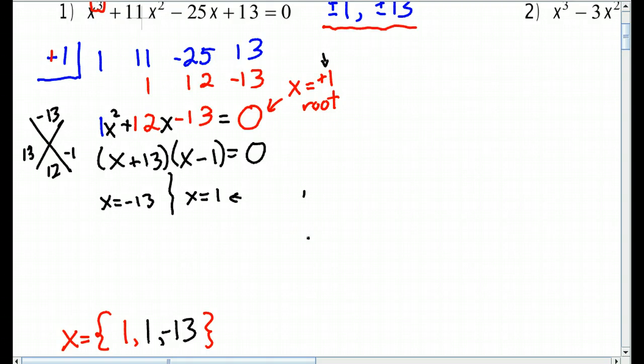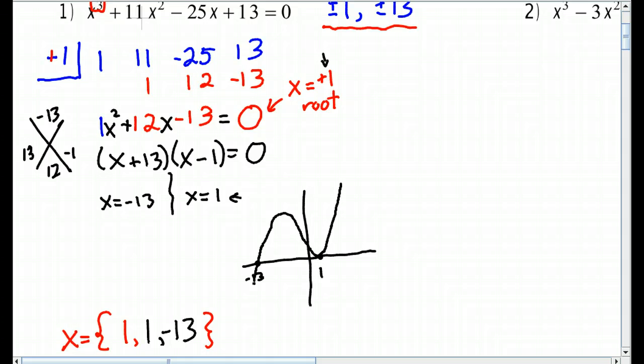I'm actually going to show you graphically what this means. So here's x equals -13, here's 1. And the fact that we got 2 of them equal to 1 means a double root. It means it's going to bounce off the x-axis, it's not going to go through. So here's a possibility of what the graph could look like. Go here, it'll bounce off, it'll go back up, and it'll come back down. So that's what this means.